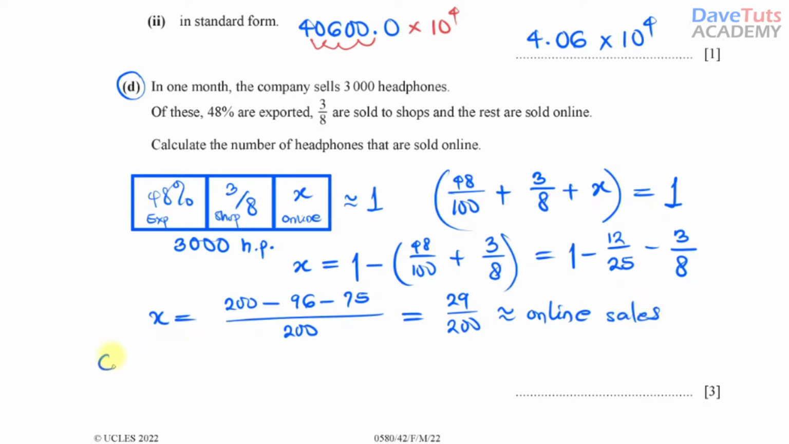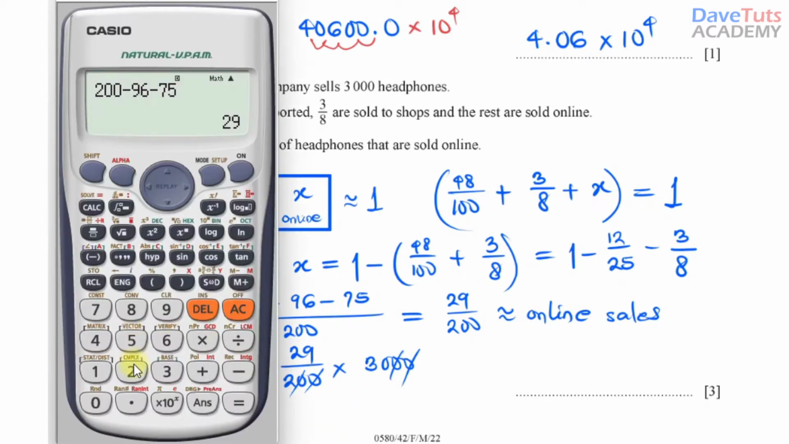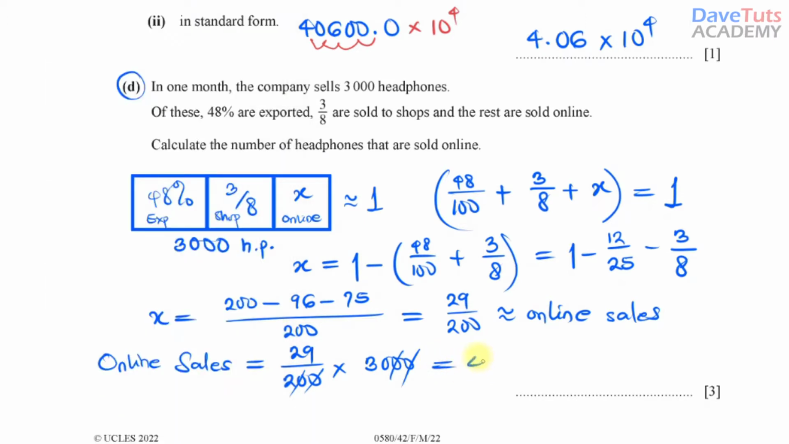So that online sales is going to be 29/200 multiplied by the total sales we are talking about, which is 3,000. So we can just cut these two so that we have 29 times 30/2. So I'm having 29 times 30 divided by 2. What's that going to give me? That's 435. So 435 is what we are having as the number of headphones that are sold online.